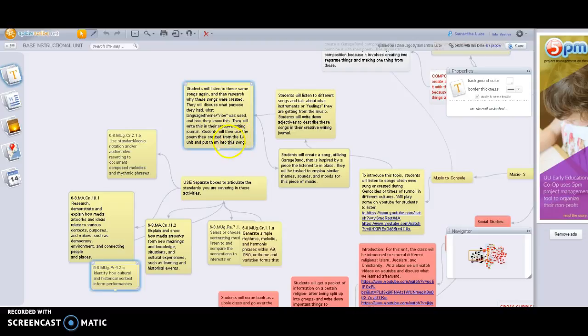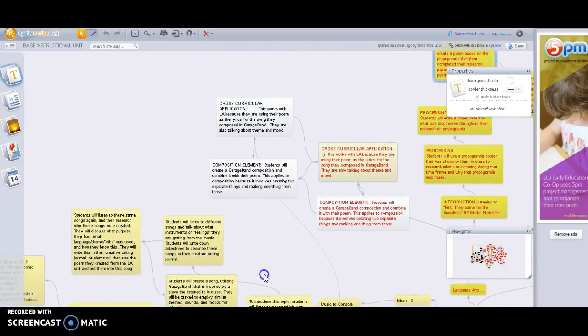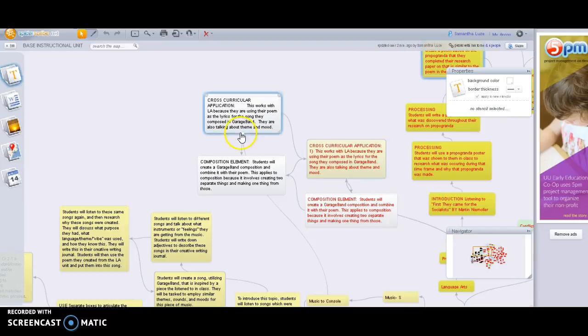Then students will use the poem they created from the LA portion and put that in the song they'll create in GarageBand that was inspired by one of the pieces they listened to in class. So it'll have a similar vibe, theme, sounds, or mood. That connects with LA because they'll be using the poem as the lyrics for their GarageBand song that they'll create and compose.